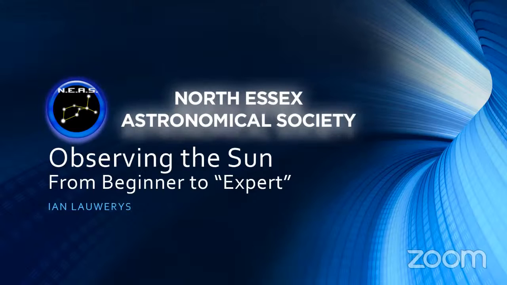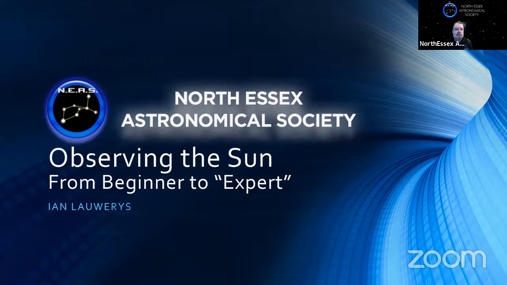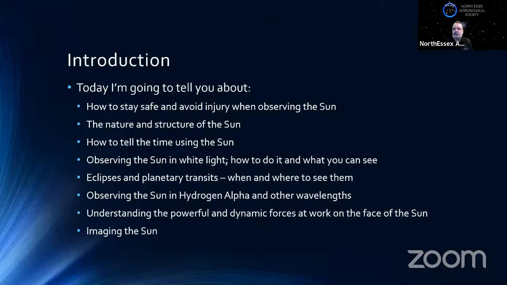Okay, so let's start with slide one. I'm going to tell you a bunch of different things. First of all, I'm going to tell you about how to stay safe when observing the sun. I think this is really important because the sun can be quite dangerous. We'll look at the nature and structure of the sun, not in a huge amount of detail, but just enough so that it will help us to understand what we're looking at when we actually start observing the sun. Then we'll have a quick look at some simple things that kids and young people and old people such as myself can do about using the sun to tell the time.